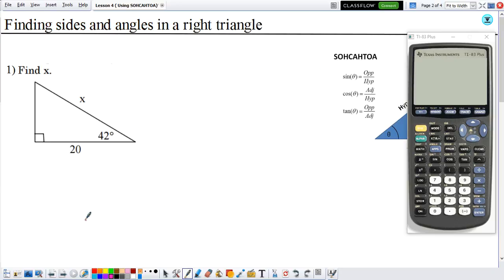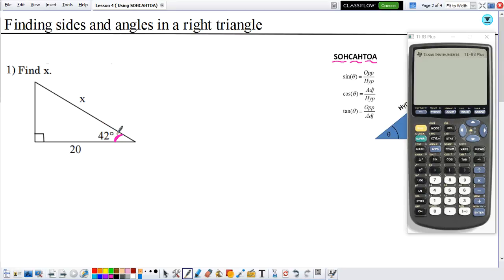Now, let's try to find x. Notice that here we have a right triangle, so we can use Sohcahtoa. So let's see. What's our reference angle? Your reference angle here is 42. This is a reference angle. Now, in order for you to figure out which of the three sections you're going to be using, are we going to use Soh? Are we going to use Cah? Or are we going to use Toa? We first need to know what do we have and what do we want.